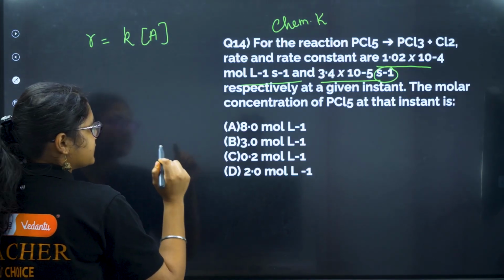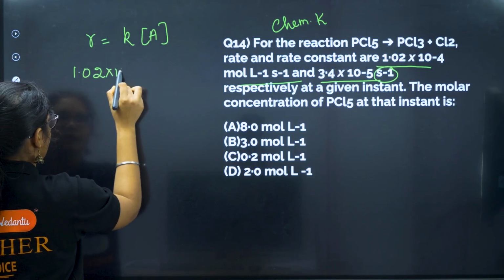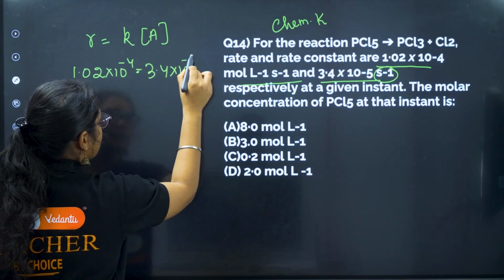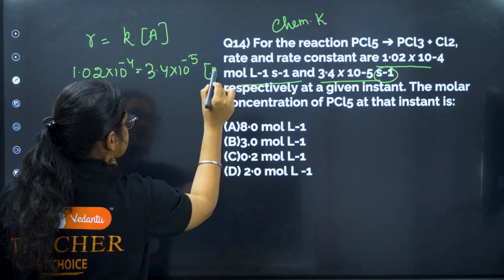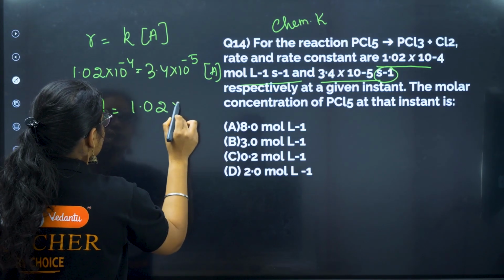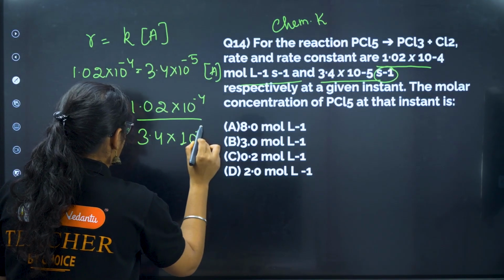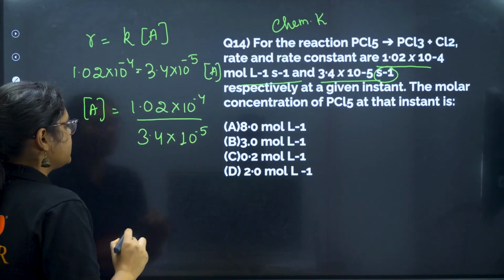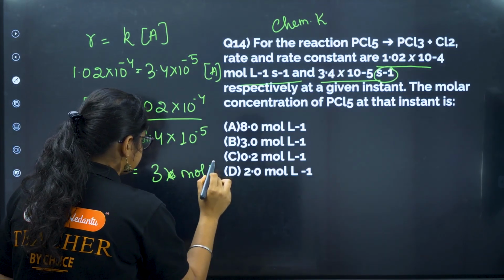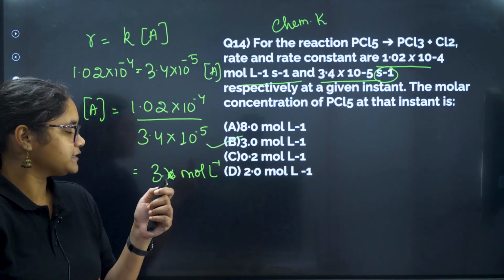Now just substitute the values here. Rate value is your 1.02 into 10 to the power of -4, and K value is 3.4 into 10 to the power of -5. And then we have concentration of A. So if we find the concentration of A, it will be 1.02 into 10 to the power of -4 divided by 3.4 into 10 to the power of -5. Okay. So now if you solve this, the value we will be getting is 3 mole liter inverse. Okay. So the correct answer for this question will be option number B. This was very easy question.